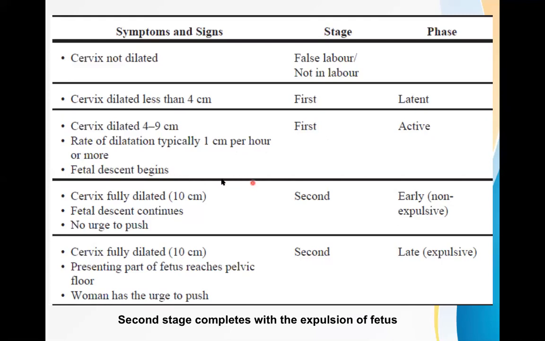Now after that we move on to the second stage of labor. See that the cervix is fully dilated, which is 10 centimeter. Fetal descent, which has already started in the active phase of the first stage, continues, and there is no urge to push, which is known as the early phase or non-expulsive phase of the second stage of labor.